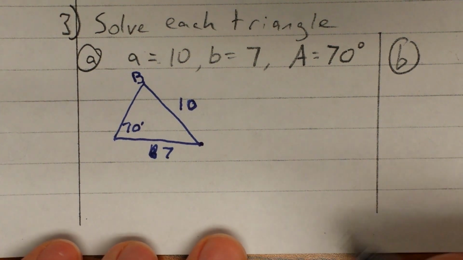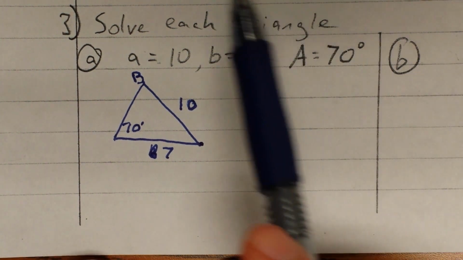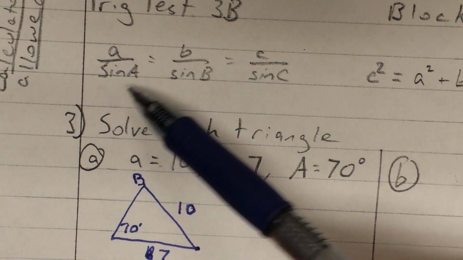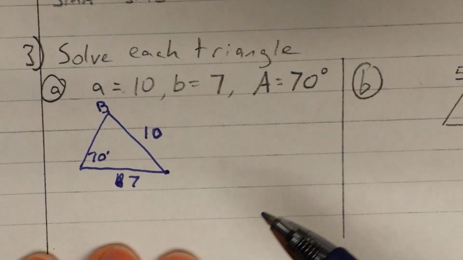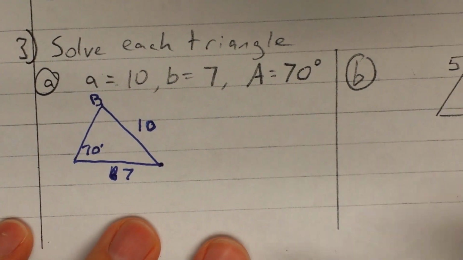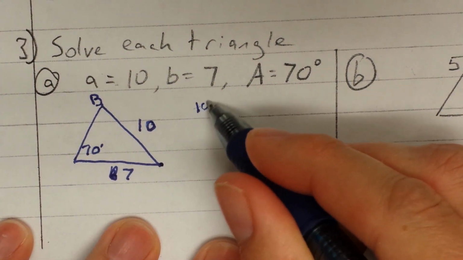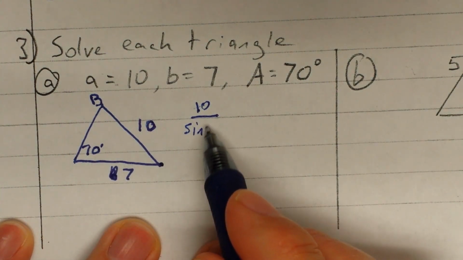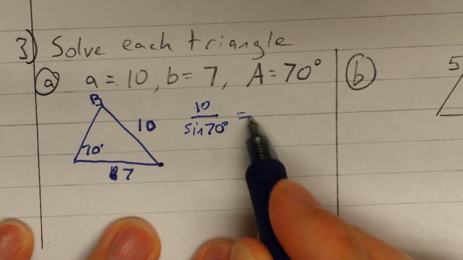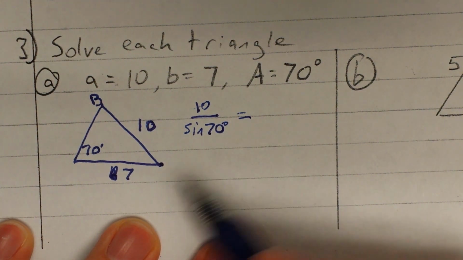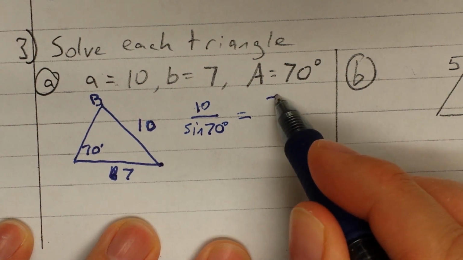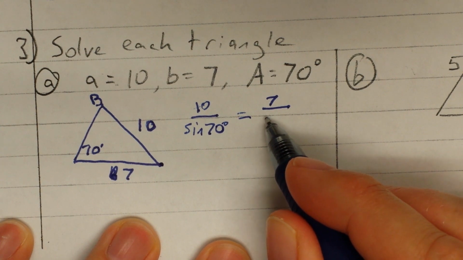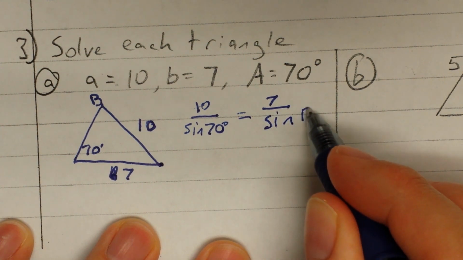So what I'm going to do is set up a law of sines. We use the law of sines when we have pairs of opposite sides and angles that we can work with. That's the situation here. So I'm going to say 10, and I'm going to compare that to sine of the angle across from it. So that ratio is the same as the ratio of this 7 to the angle across from it, which we don't know. So that's sine of B.